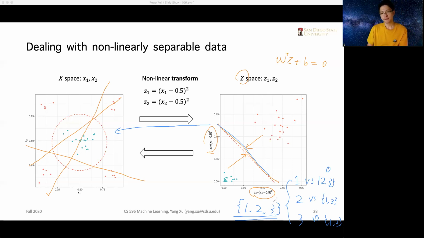It doesn't just work with SVM, but also with any binary classification model, say logistic regression, right? We can build one logistic regression for this task, a second one for this task, and a third one for this task. That is basically the one against all strategy.